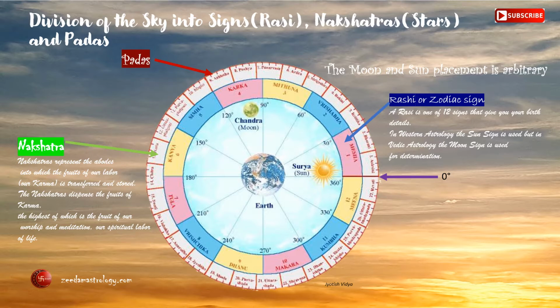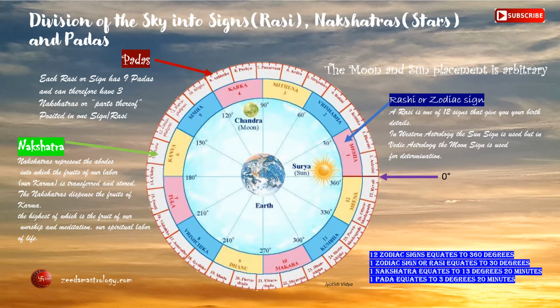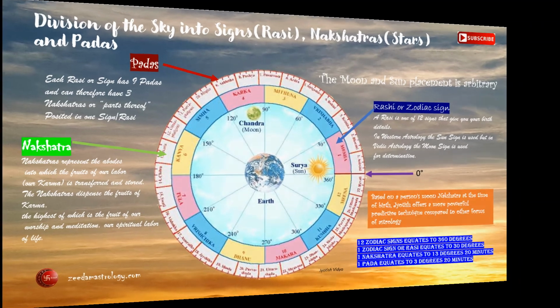And then we have the padas, into which the nakshatras are divided. And each rashi or zodiac sign has 9 padas and can therefore have 3 nakshatras or parts of it posited in each or one of the sign or the rashi. So this is what we look at as astrologers. This is what we see. It's a basic tool and we use it as a powerful predictive technique, which when compared to others really gives us a more detailed and better view of your kundali or birth chart.